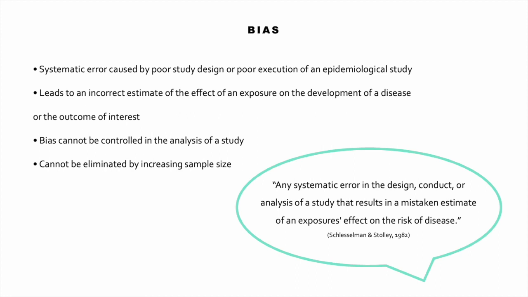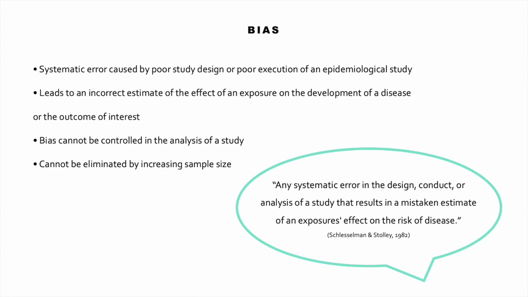Bias is a systematic error leading to an incorrect estimate of the effect of the exposure on the development of disease or outcome of interest. The observed effect will either be above or below the true value, depending on the nature of the systematic error. Bias is a result of defects in the design or execution of an epidemiological study. Bias can't be controlled in the analysis of a study, and it can't be eliminated by increasing the sample size.